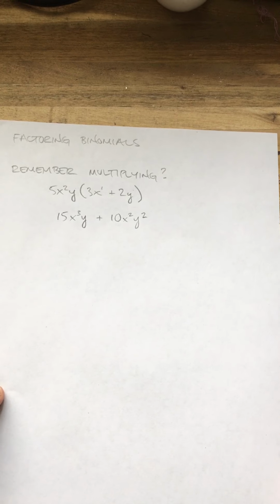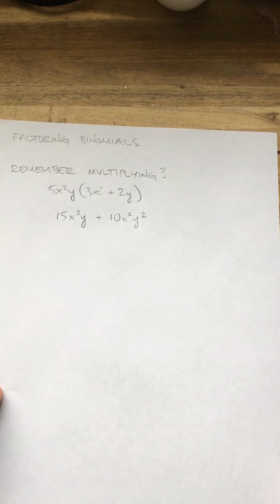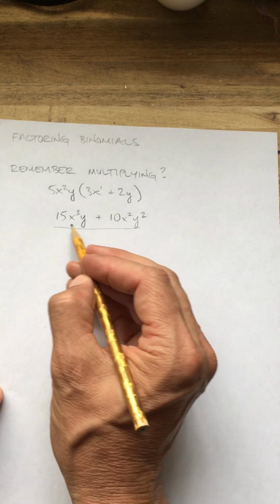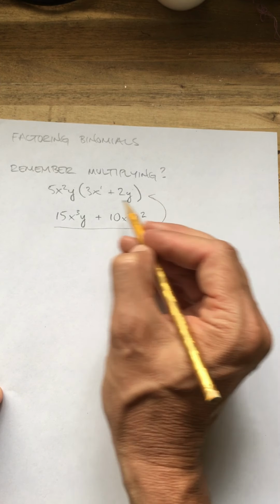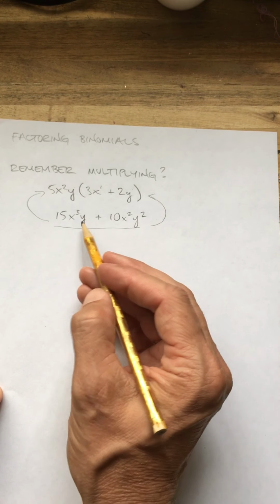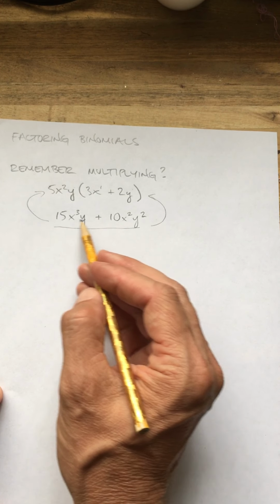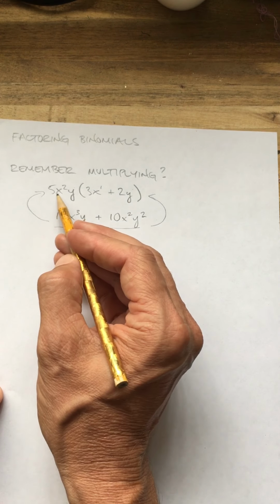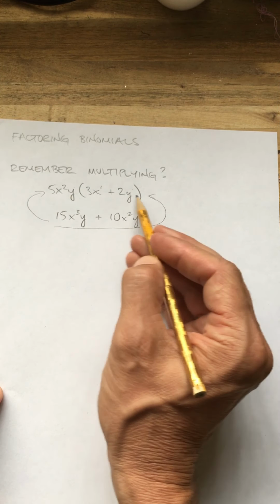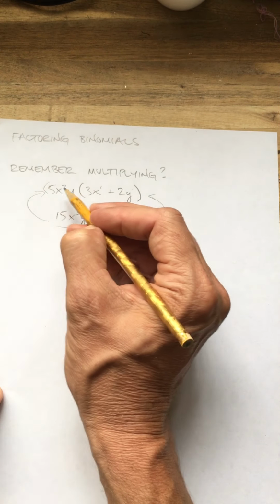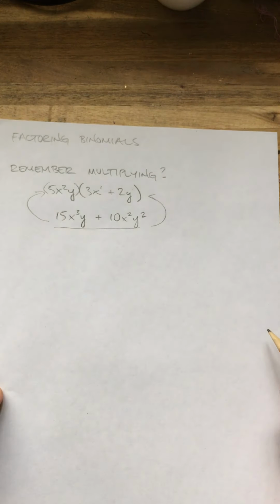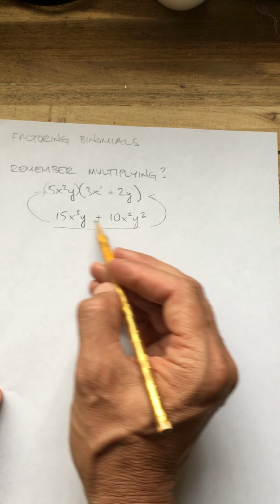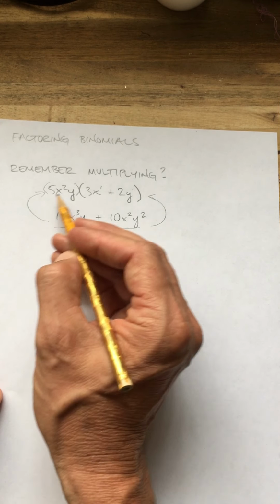All right, so basically what we're going to be doing today is going backwards. We're going to go from this step back to this step, okay? What we're going to do is factor this binomial so that it looks like this. This right here is factored, okay? Anytime you have something times something else, those are factored terms, okay? So we're going to start with this binomial and we're going to go backwards and factor it.